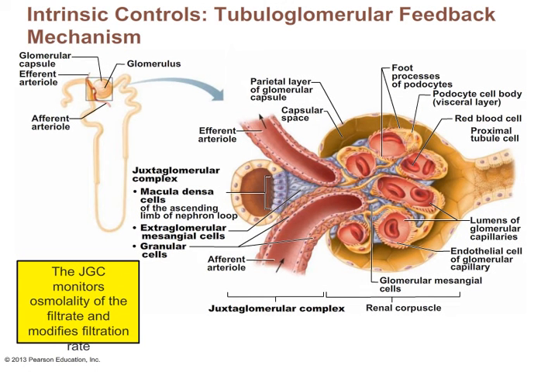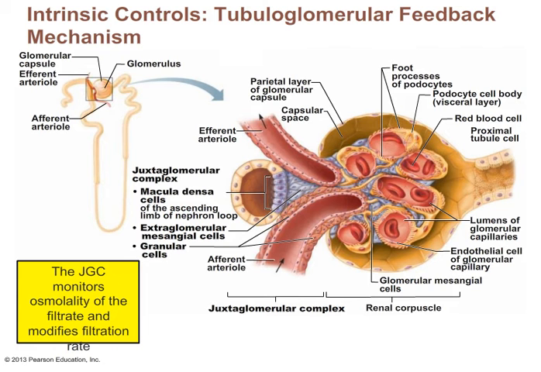Now the second method we can use to adjust filtration is through something called tubuloglomerular feedback. And this involves a structure called the juxtaglomerular complex. And the juxtaglomerular complex is actually part of the distal convoluted tubule of the nephron, and it lies very close to the afferent arteriole. And within the juxtaglomerular complex, we have a special sensory region called the macula densa.